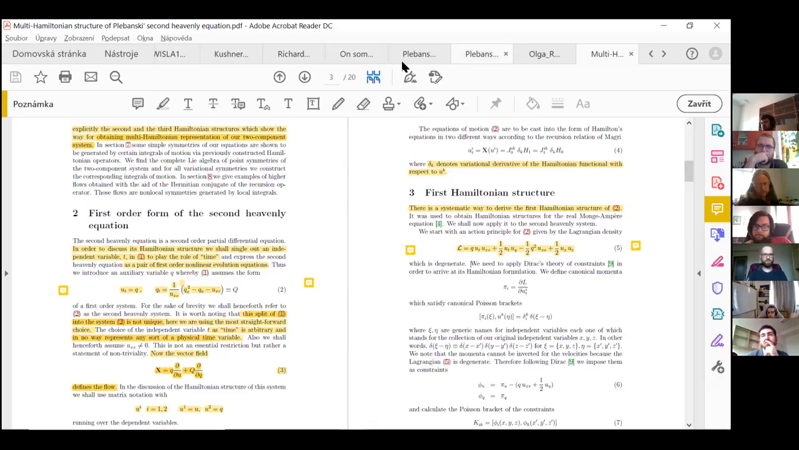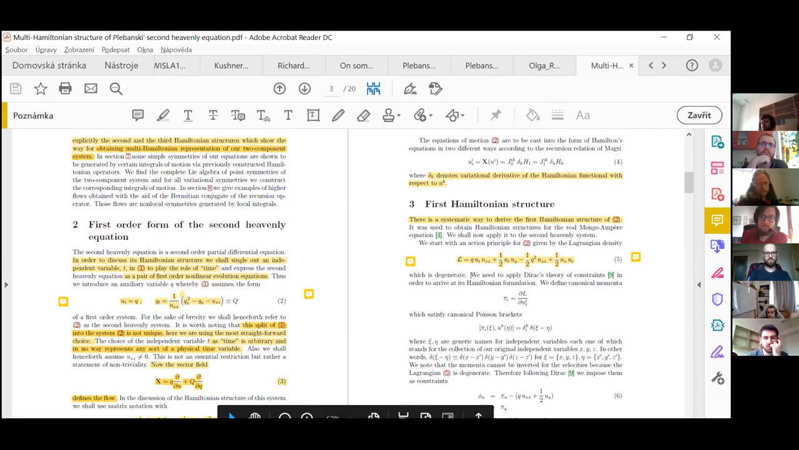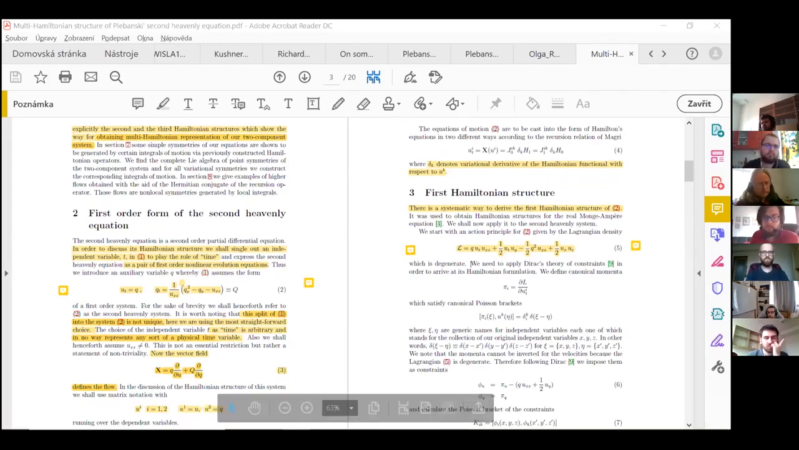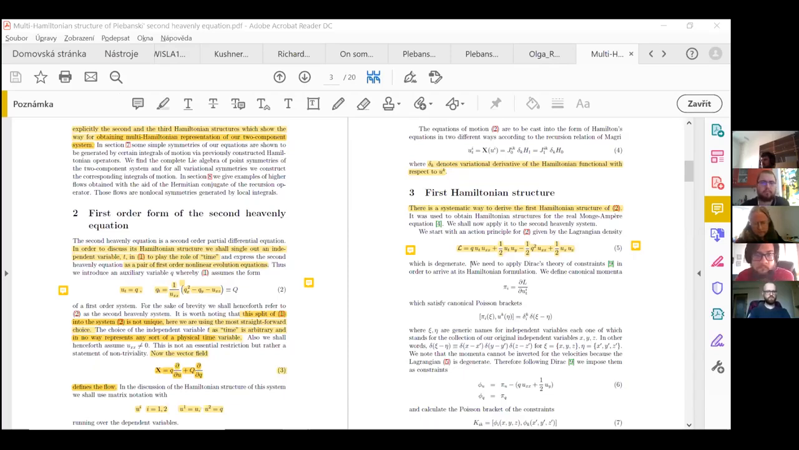If you're interested, here is the name: Multi-Hamiltonian structure of Plebanski. Can you hear me now? Was this better? Yeah, that's better. I'll do it next time. So that's the paper I showed you now, if you are interested. There is a multi-Hamiltonian structure related to the evolutionary system that they get, and all the analysis can be done quite nicely. They compute many things.